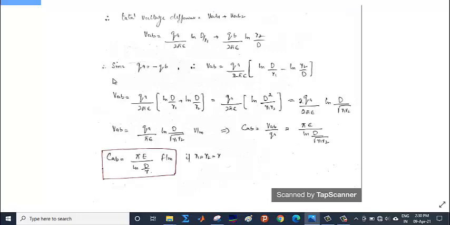Since we know that it's a single phase two wire system, in this case the two wires will have the same charges but definitely the opposite charge. So that means QA will be equal to minus QB. So replacing QB equal to minus QA, we'll take that out. It will be equal to QA divided by 2 pi epsilon ln of D by R1 minus ln of R2 by D, that is this.